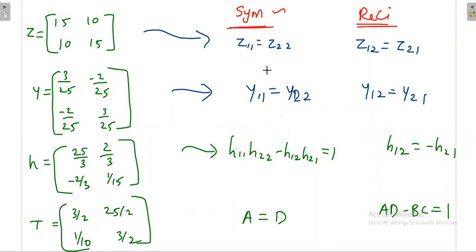Sometimes the network may be reciprocal, but it may not be symmetric. If it is reciprocal, then it will satisfy these conditions, but it will not satisfy this. Again, sometimes the network may be symmetrical but not reciprocal. That is also possible. It doesn't mean that a network could only be reciprocal and symmetrical. Once you solve that kind of question, you will understand that. Symmetry will be there, but reciprocity will not be there. Okay, so now.